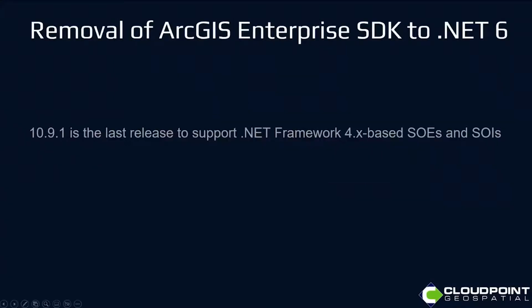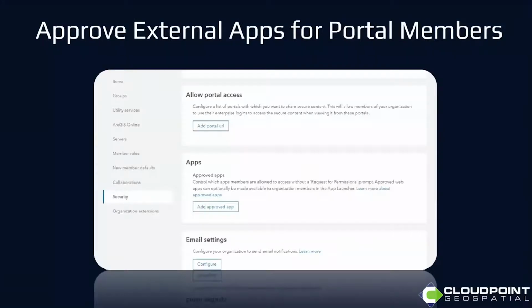And then I did mention the .NET. So the removal of ArcGIS Enterprise SDK to .NET 6. So 10.9.1 is the last release to support .NET Framework 4.x-based SOEs and SOIs. So now that we've talked about what we're losing, let's talk about some of the things that we're going to see as additions to Enterprise 11.